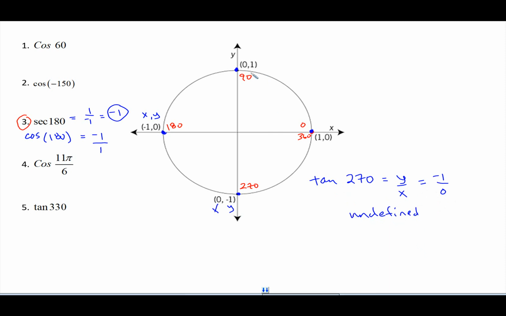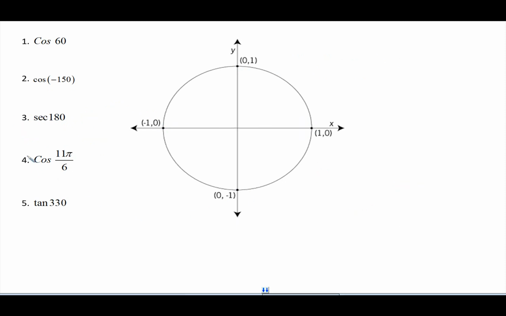Let me do another one. Let's say over here at 90, what's cosecant 90? Cosecant is the reciprocal of sine. Sine of 90 degrees is the y value, since sine represents the y. Sine of 90 is equal to 1, which is the same thing as 1 over 1. So for cosecant, you flip the 1 over 1, so it's still going to be 1. So anytime you're asked to find any trig ratio at any of these 4 angle measurements, you're just using these coordinates. There's no need to make a triangle.